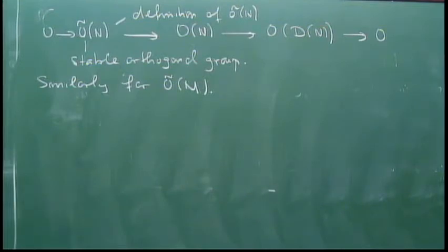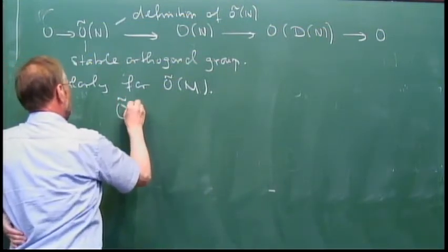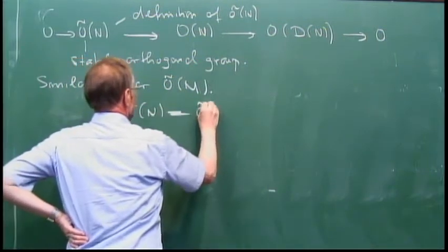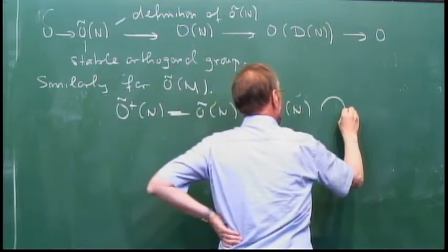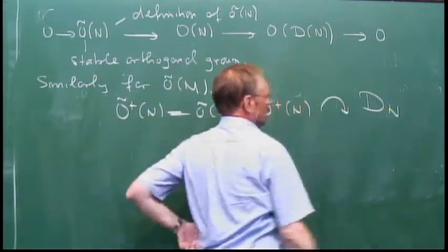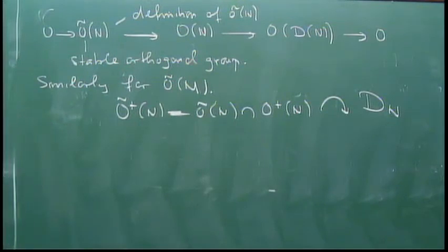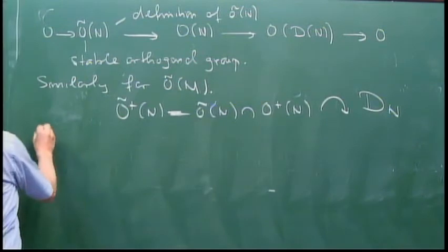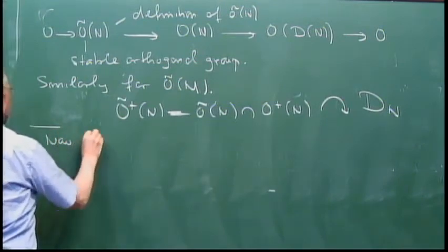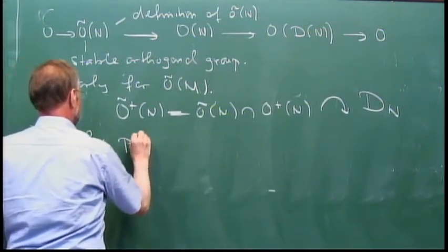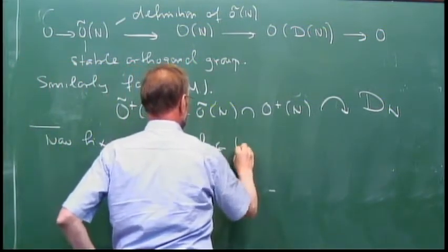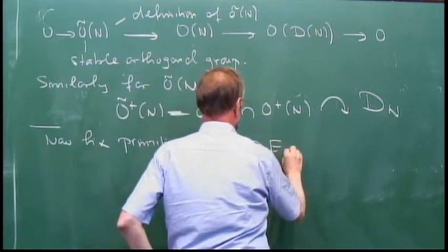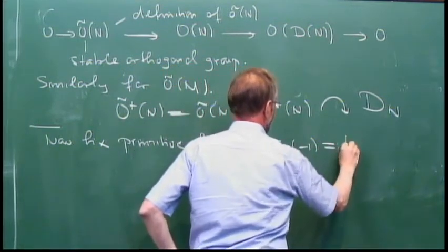And the last group I need, I think at least for the time being, is the intersection of that group with O plus. And again, this will now act on our homogeneous domain Dn. Okay. So what we do now is, we fix, say, a primitive h in U plus E8 minus 1, which is my M.